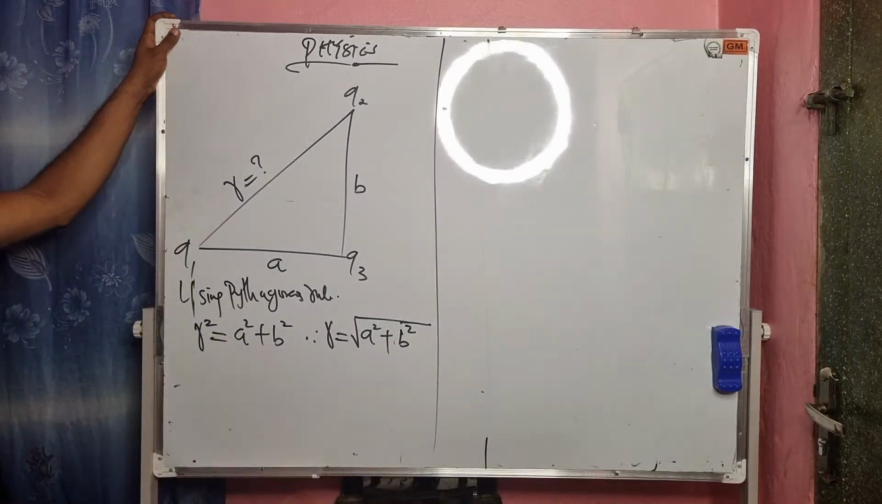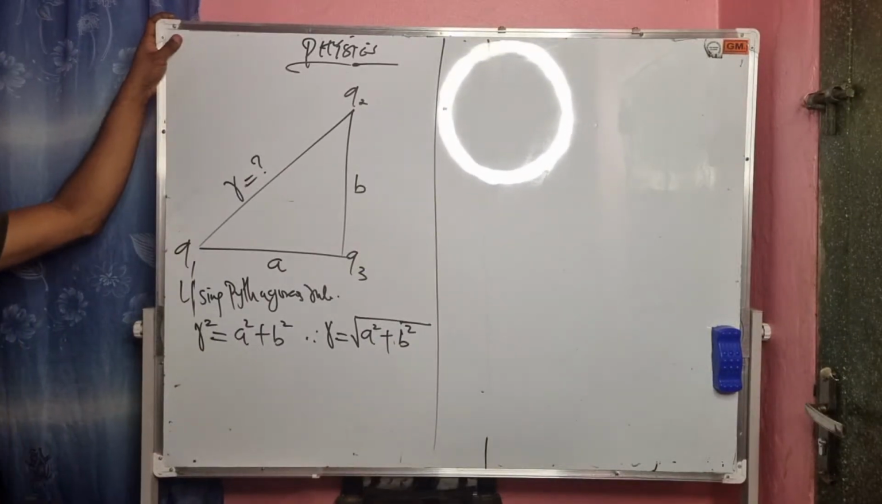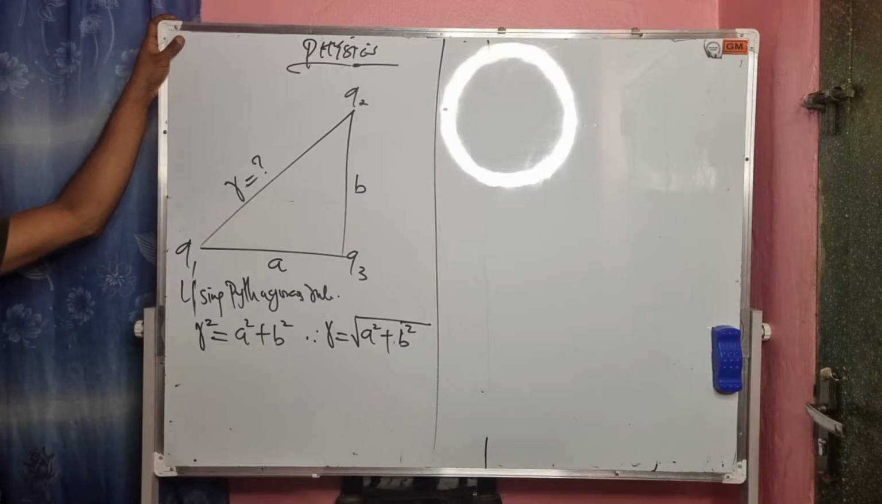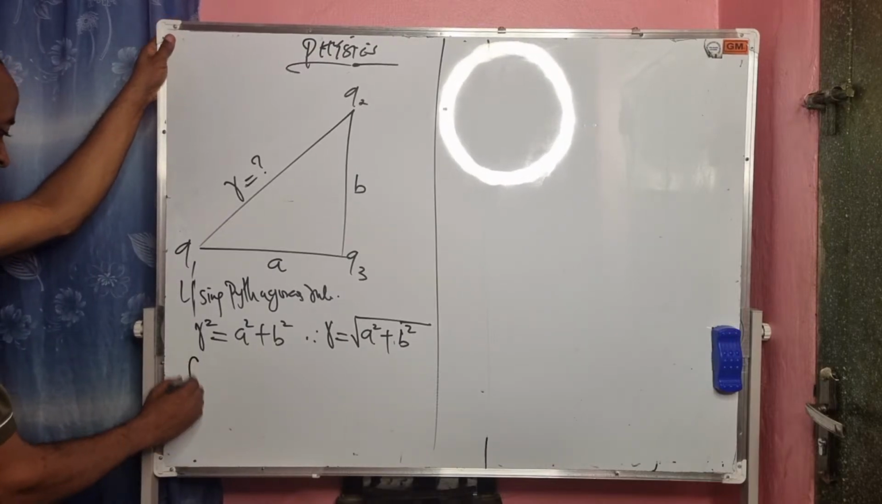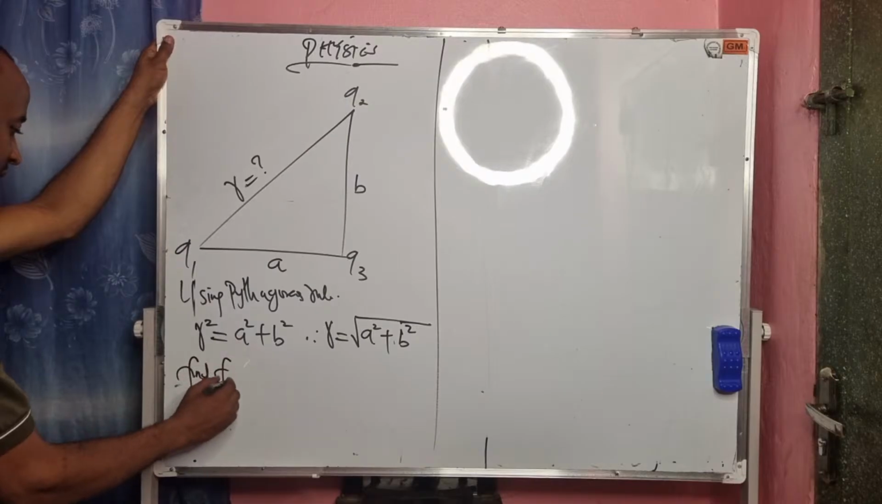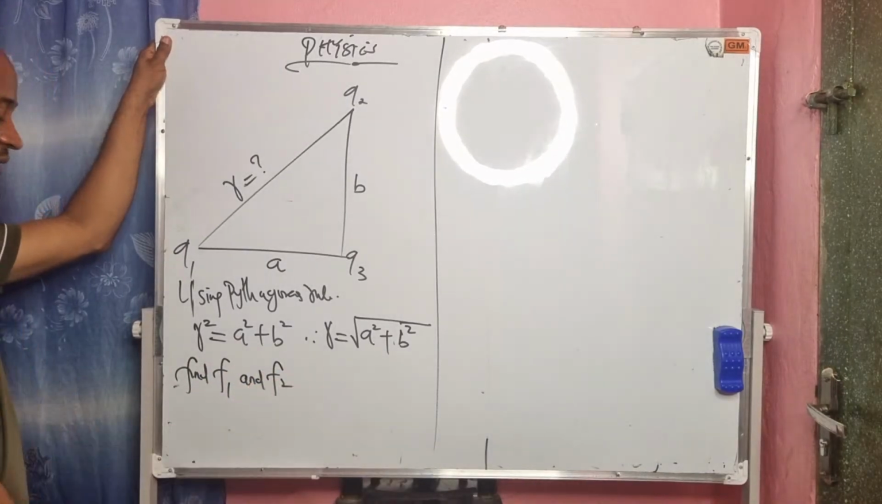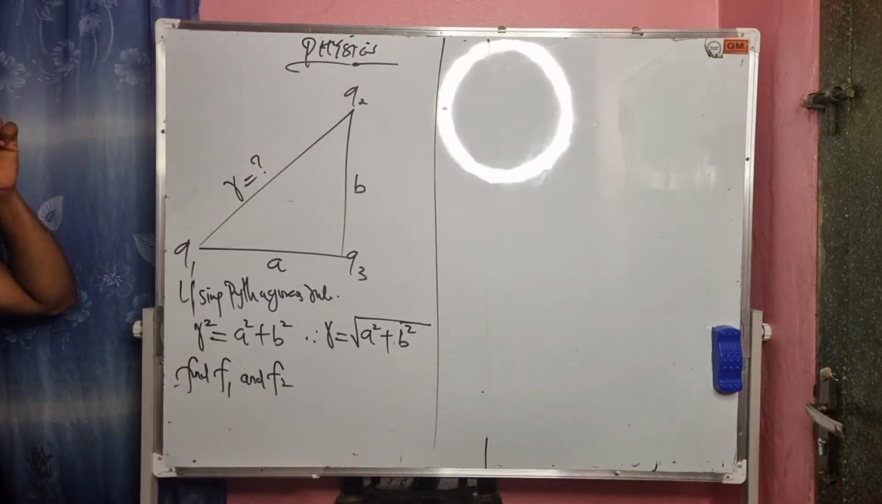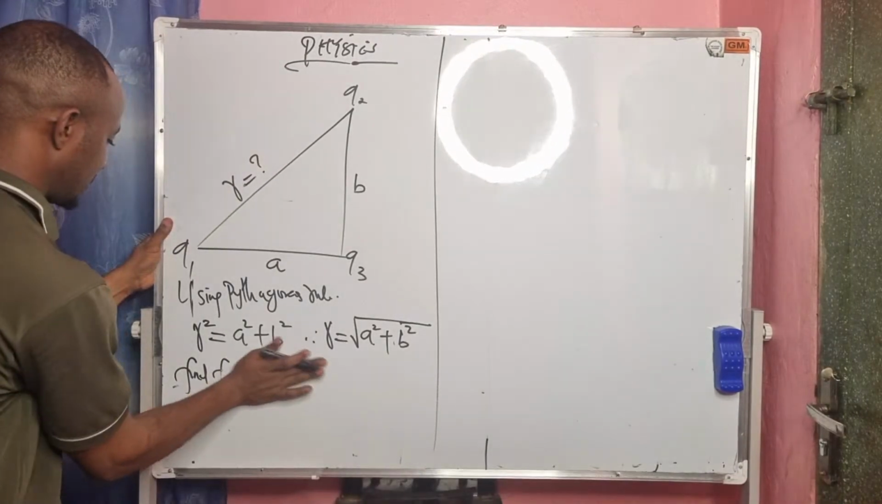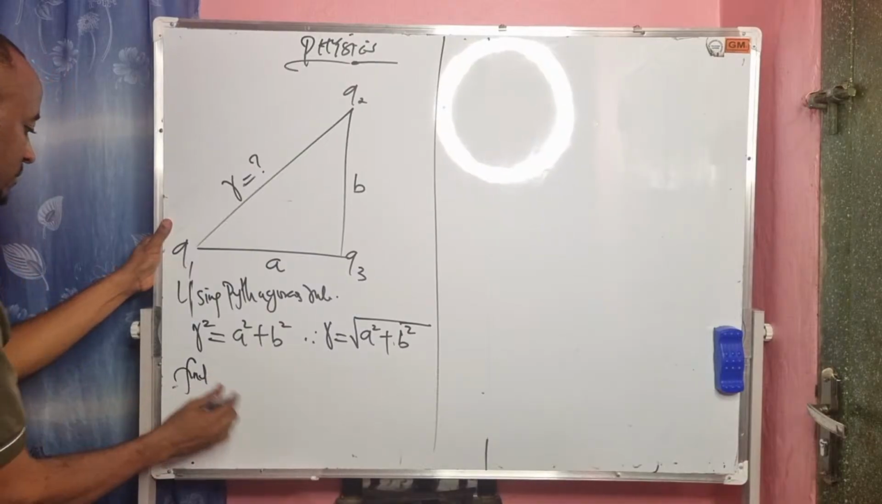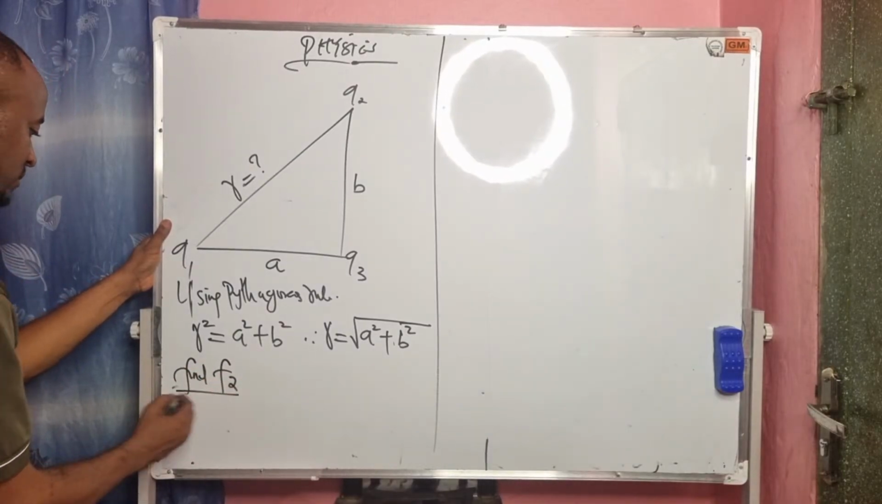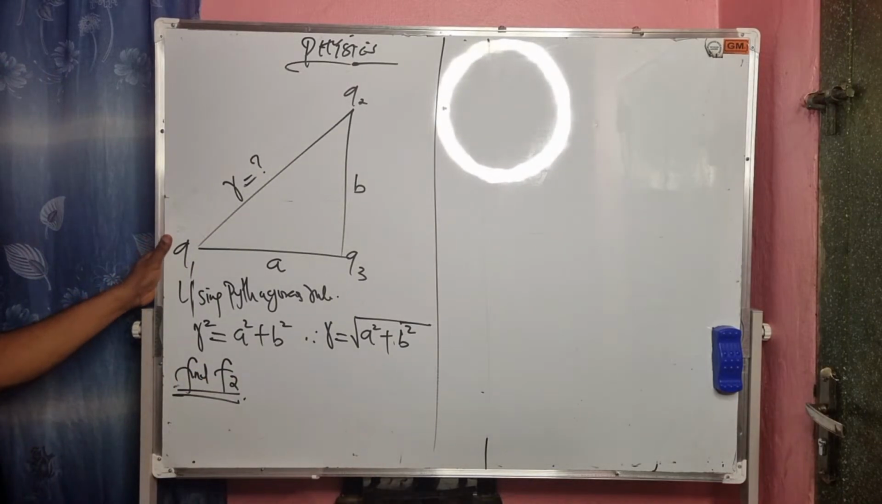Now the next is, if we are asked to find, let's say, F1 and F2, I will solve for, let's solve this time around, F2. Let's find F2. Okay.